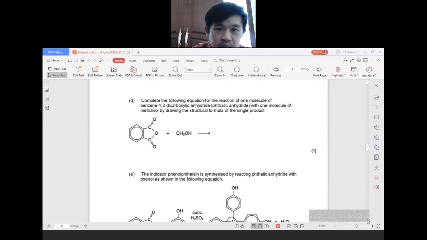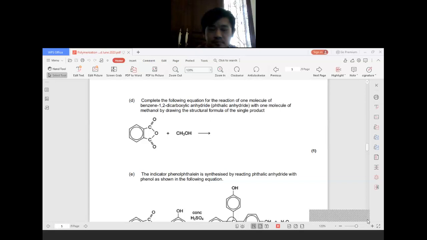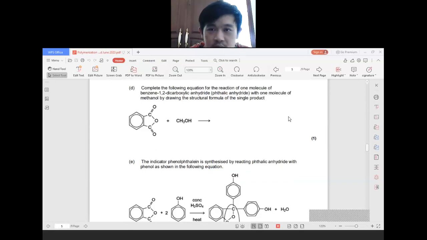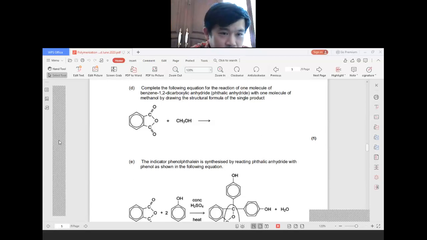Okay, I see. Part D: complete the following equation for the reaction of one molecule of benzene-1,2-dicarboxylic anhydride, phthalic anhydride, with one molecule of methanol. What would be the product? This is a very odd question.